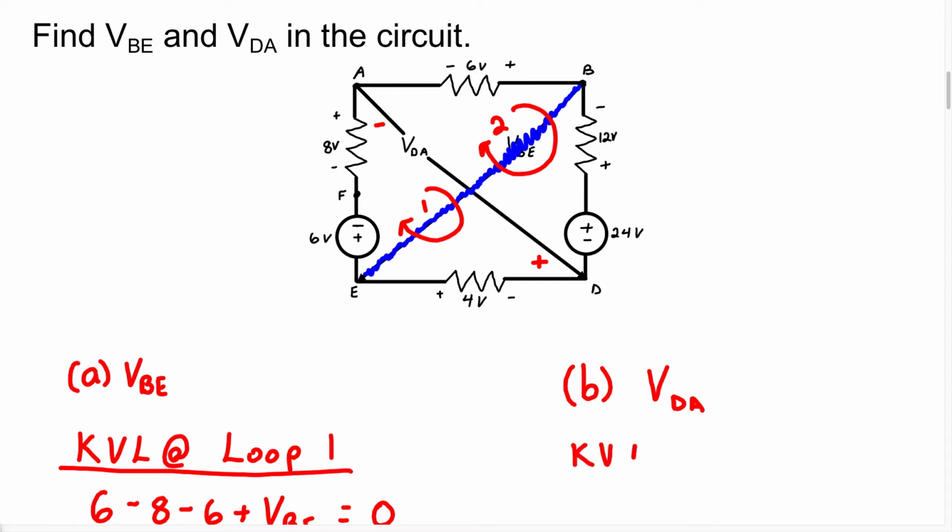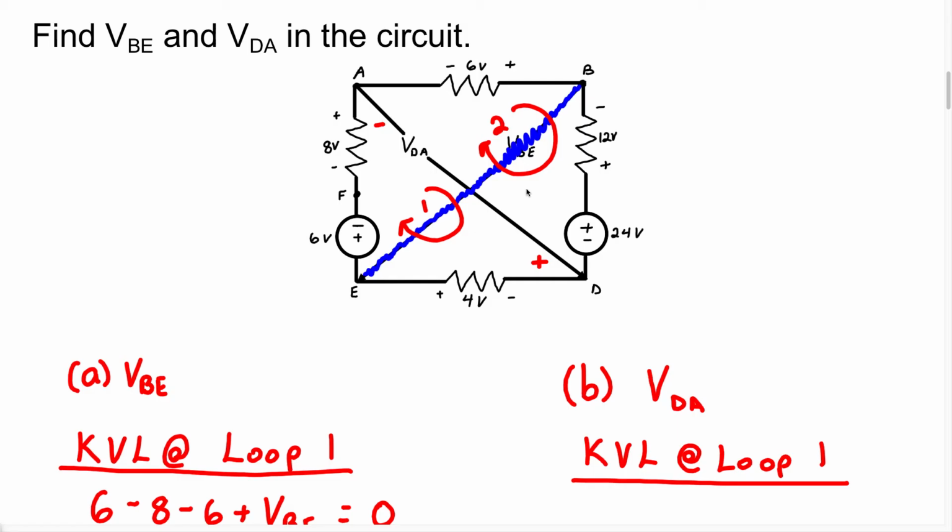I'm going to say KVL at loop 2. So notice, the loops have changed. What we had for loop 1 for part A is not the same thing as what we have for loop 1 for part B, right? For this one, I'm also going to use loop 1. I'll say KVL at loop 1. It is going to be different depending on the terminals they want you to measure the voltage across, right?